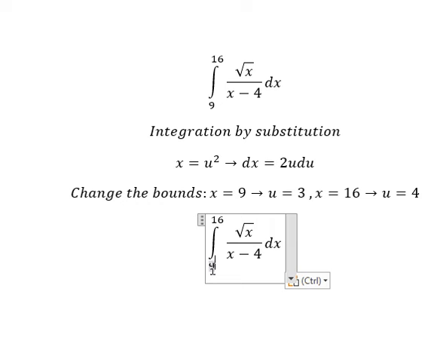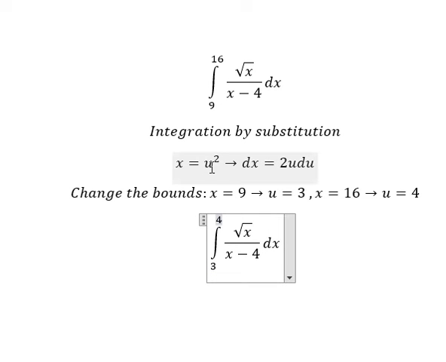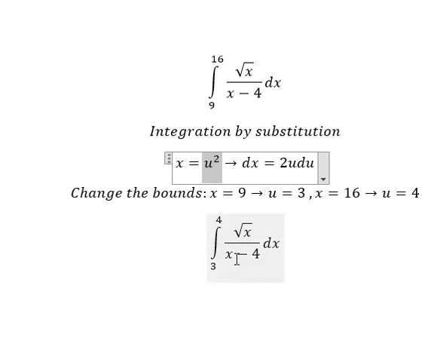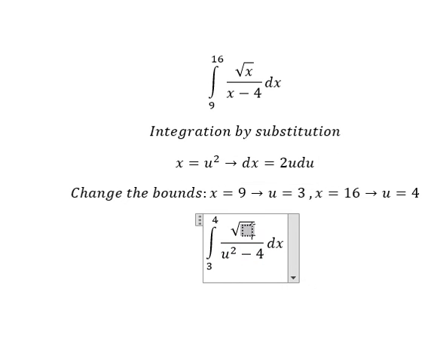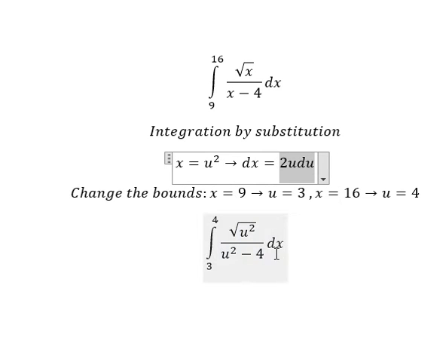So 9 we change to 3. 16 we change to 4. x we change to u squared. dx we change to 2u du.